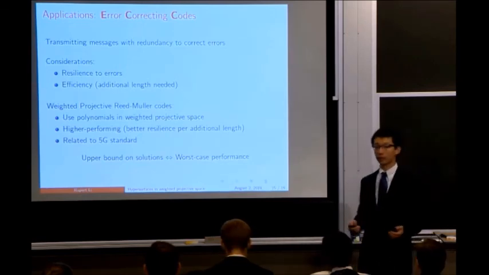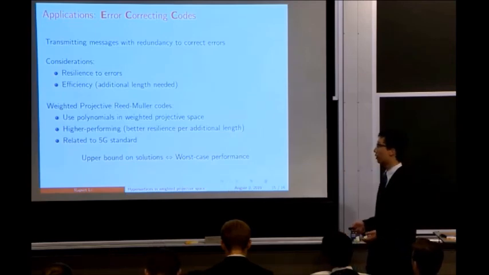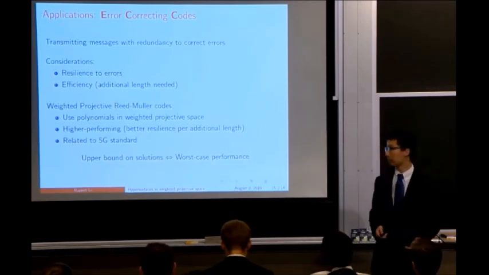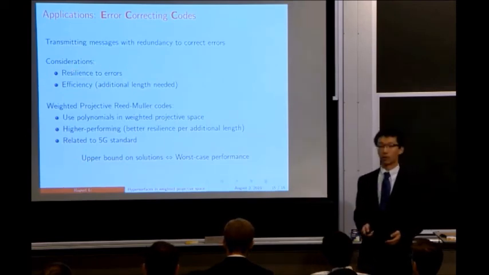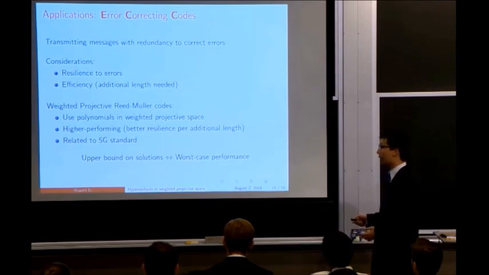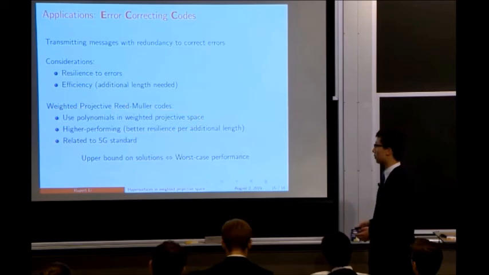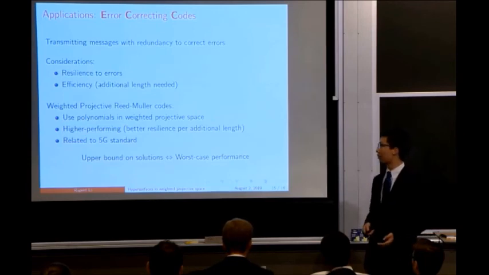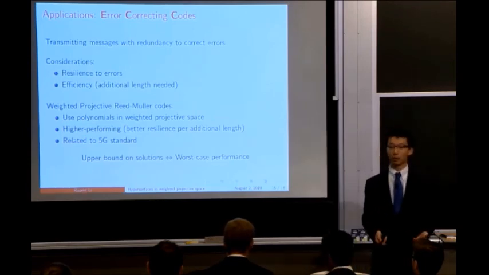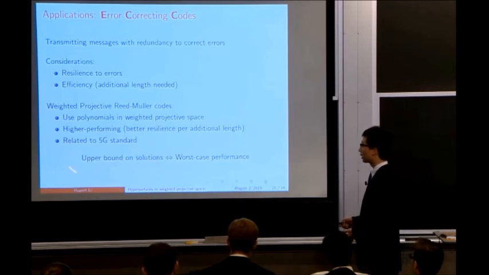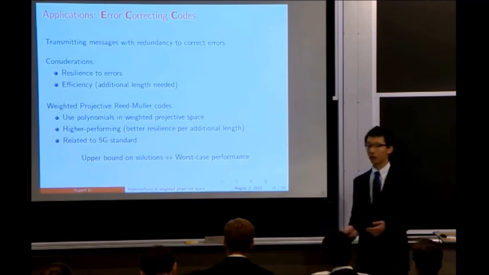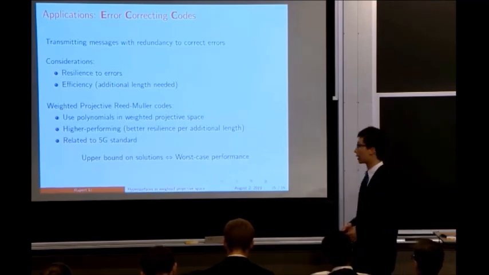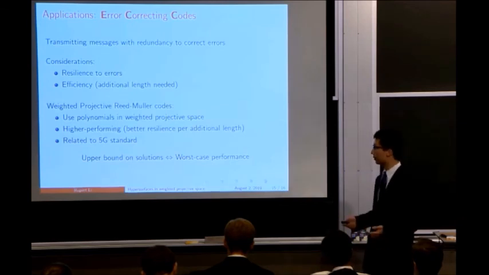And Reed-Muller codes are widely used throughout the world for error correction, and they are related to Polar codes, which are the 5G standard. But actually being able to quantify the resilience to errors for a Reed-Muller code is pretty difficult. And what ends up happening, because it uses polynomials in weighted projective space, is that its worst case performance is dictated by the maximum number of solutions you can have to a polynomial in weighted projective space, which is precisely what my project was about. So by creating the upper bound, I can actually say what the worst case performance of a weighted projective Reed-Muller code is. And given that they are widely used throughout the world, that's pretty interesting.